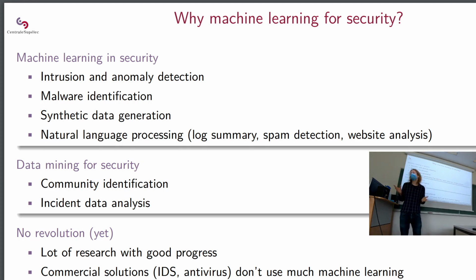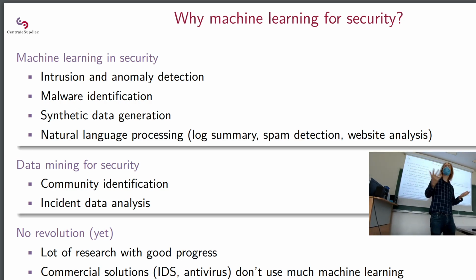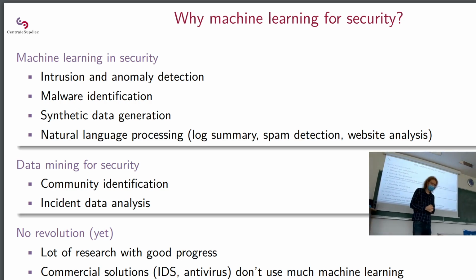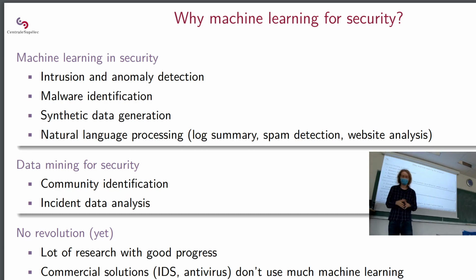But we didn't see the revolution yet. It's yet to come. There is a lot of good progress. But while we see some commercial applications like Siri or Alexa that use speech processing based on machine learning, a lot of commercial solutions in security, like intrusion detection systems and antivirus, don't use machine learning much.